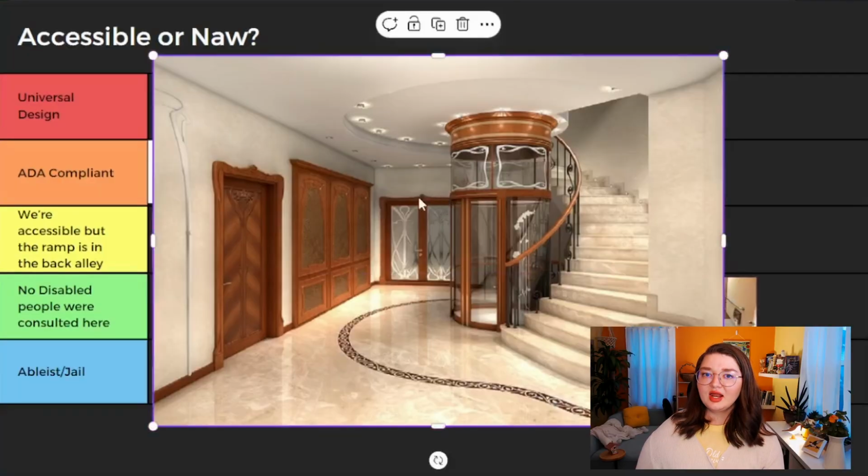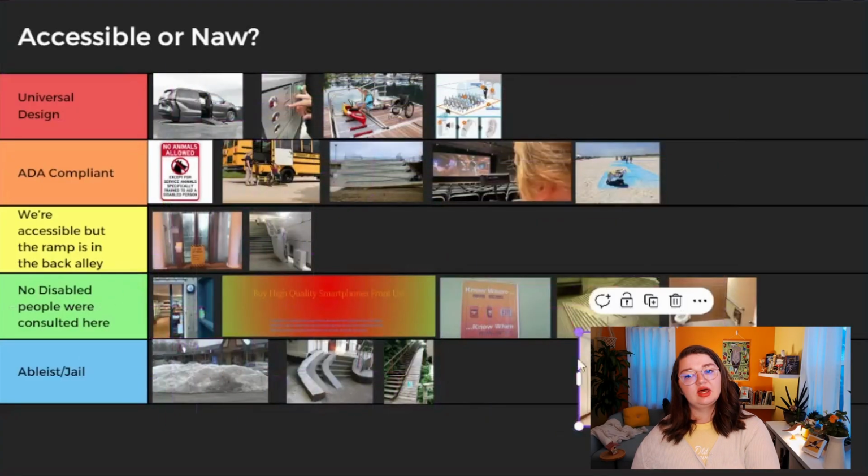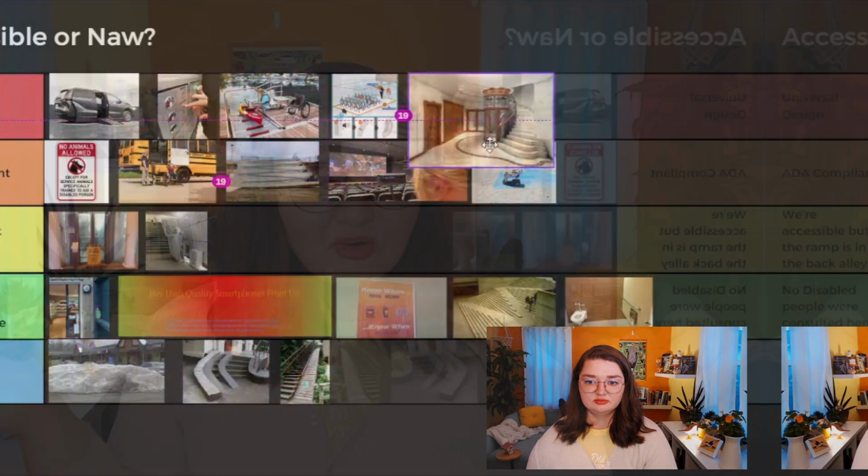A spiral staircase is fancy, right? It's a fancy ordeal. And so if everyone else gets to arrive to the gala up the spiral staircase, I want to arrive to the gala up the glass elevator. 10 out of 10. I love this. Universal design. 100%. Okay, well, that was fun.